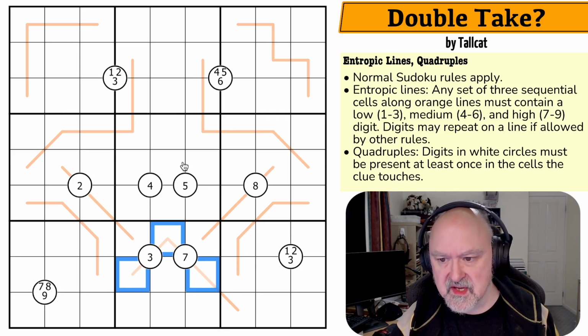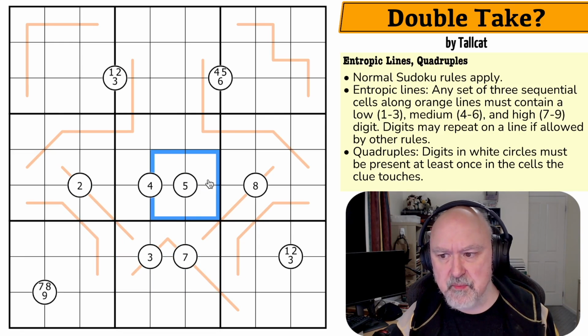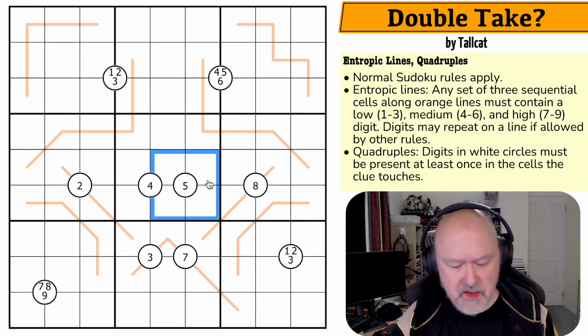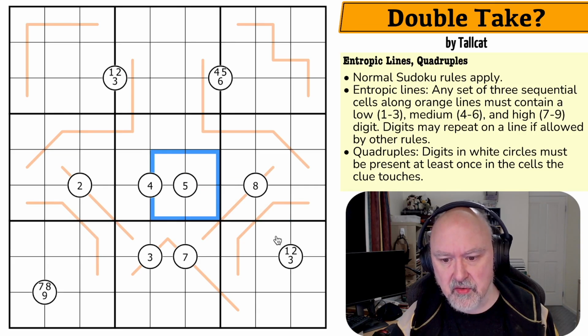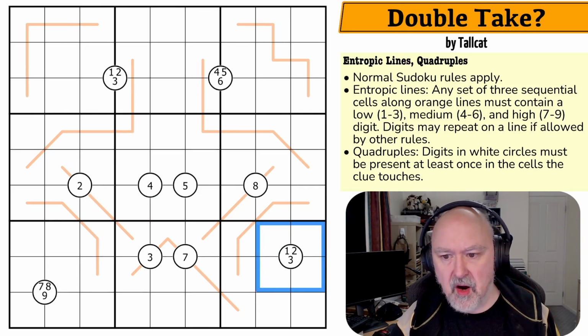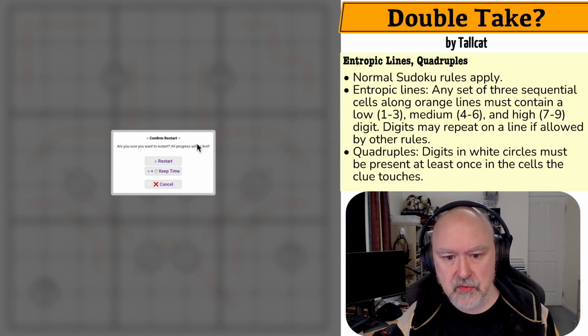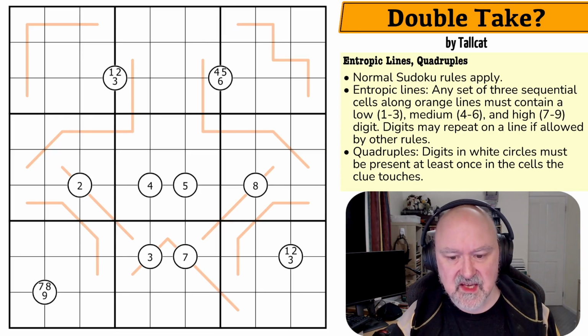And then quadruples. Digits in white circles must be present at least once in the cells the clue touches. So for example, there must be an 8 in those 4 cells, a 5 in those, a 1, 2, 3 in those. So that's how it works. I'm going to restart the puzzle to restart my timer. Let's give this a shot.